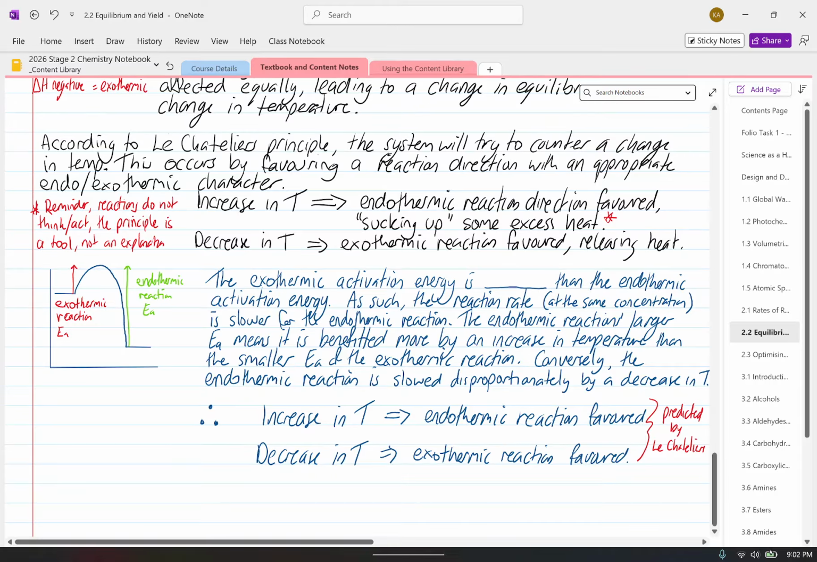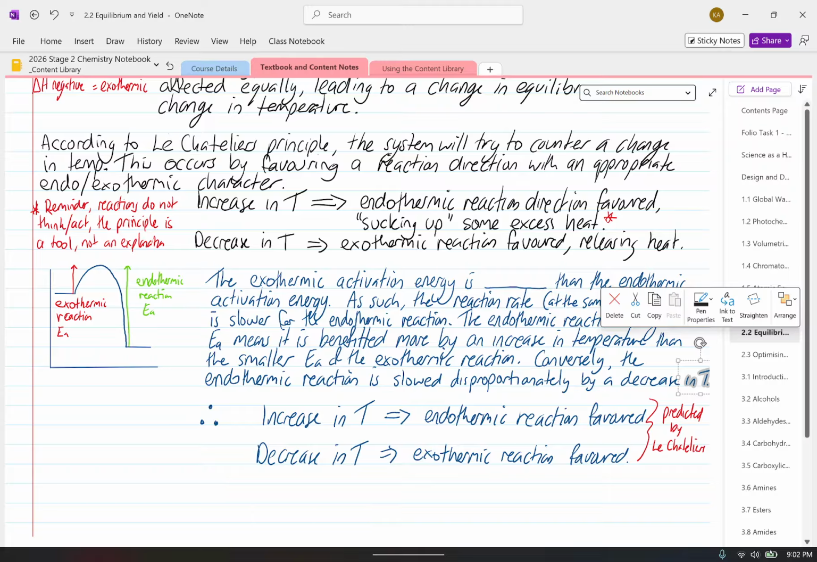Now, I do give you an explanation though, whether you need to know it or not. I've got a little diagram on the left here of an exothermic reaction, which is the forward reaction in this particular case, and we see that the activation energy, the energy it takes to get over the reaction barrier, is smaller going forward for our exothermic reaction than it is for our backwards reaction from our products to our reactants, which is the endothermic. So endothermic has a larger activation energy than exothermic.